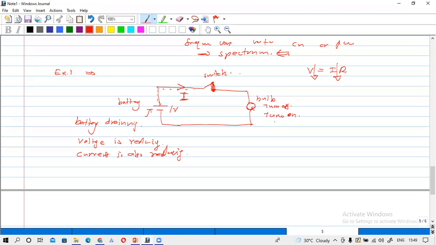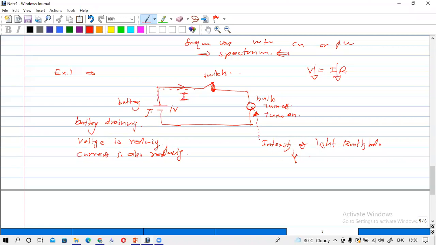So what happened? What do we call it? The intensity of light emitting from this bulb. It is also reducing, no? It is also getting low.